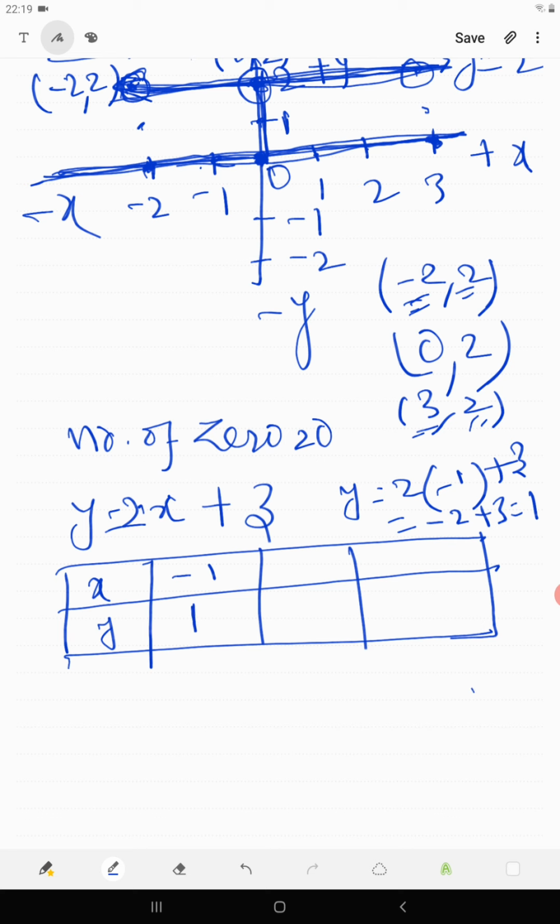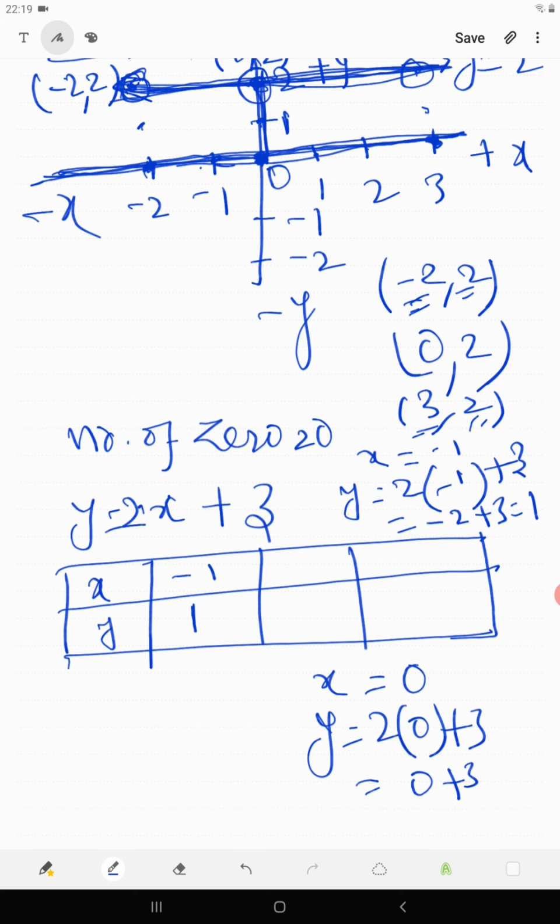Now put x equals 0. So what will happen? y will be 2 into 0 plus 3. So anything multiplied with 0 is 0, plus 3. That means 3. So at x equals 0, I got the y value as 3.